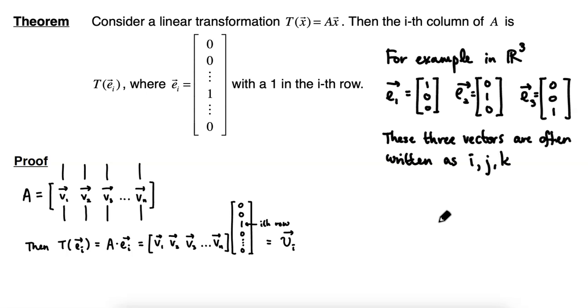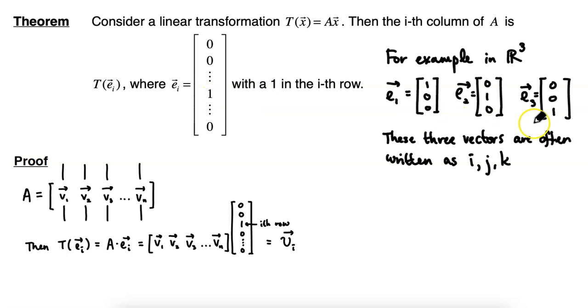Here we have a theorem whose importance can't be exaggerated, even though it might seem so trivial that it's not important. If you have a linear transformation T of x that's represented by a matrix A, then the ith column of A is T of Ei. So maybe we want to talk about what E sub i is. It's the vector that has a 1 in its ith row.